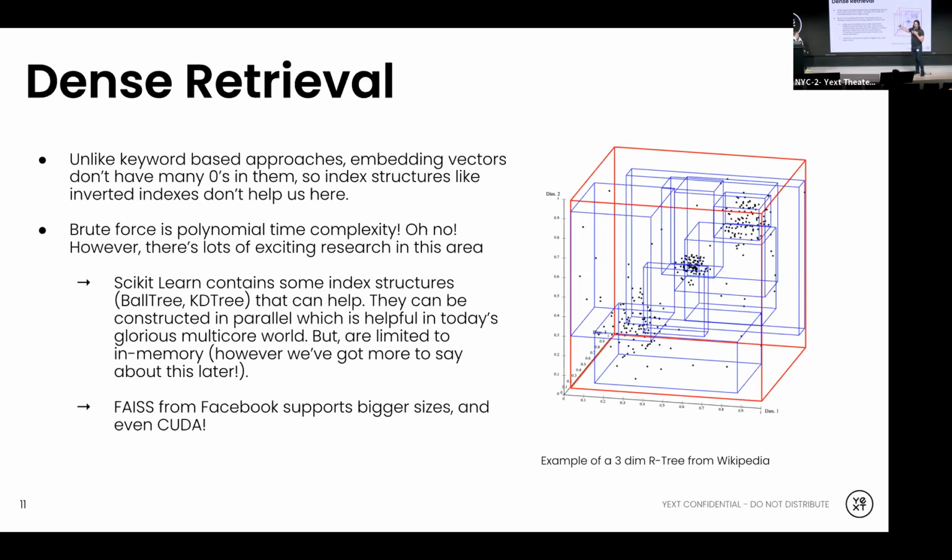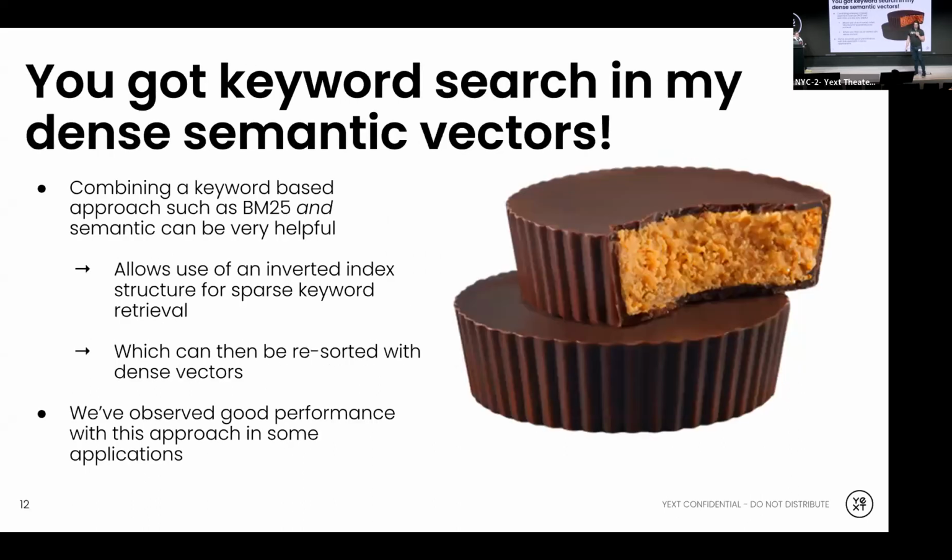Number two, you want to avoid getting yourself into a polynomial time complexity situation. So it's a sticky wicket. But there are some solutions here that you can also consider. One is fusing together the best of keyword-based approaches and semantic approaches.